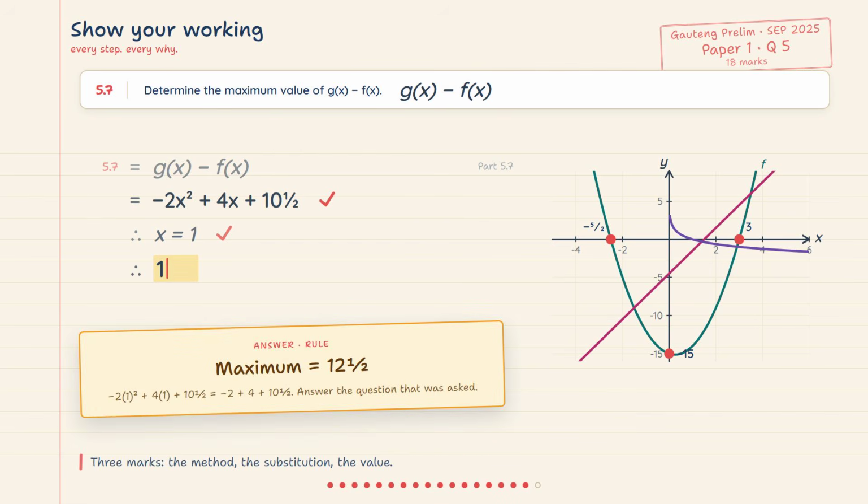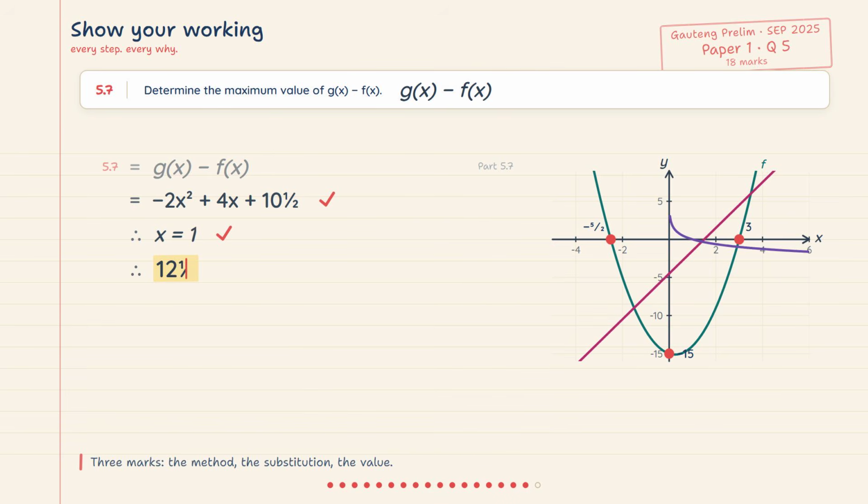Now substitute 1 back in, because the question asked for the maximum value, not for where it happens. Minus 2 plus 4 plus 10.5 is 12.5. Stopping at x equals 1 is the classic way to do all the work and score 2 out of 3. It is the answer to a question nobody asked.